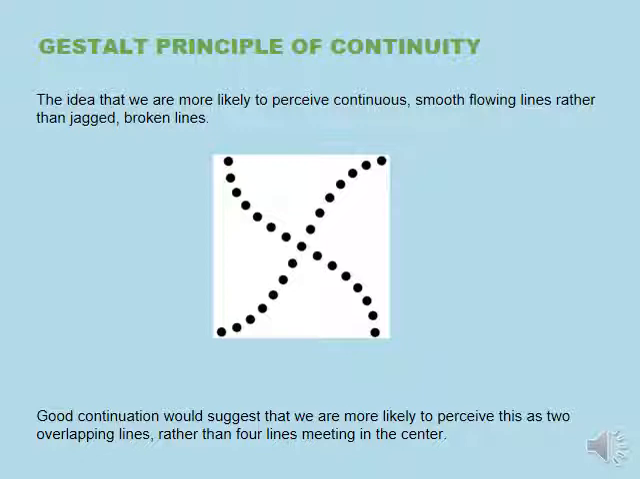And after I told you that, you're probably looking at it now and thinking, wow, these are 4 lines that meet in the center, therefore it would be jagged. Versus the continuity, where we simply see a flow from one end to the other and vice versa.